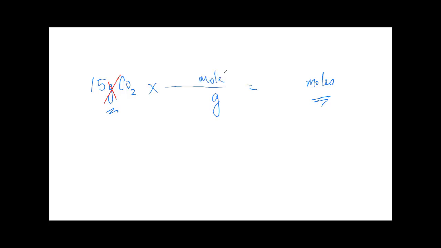All right, that's how you do dimensional analysis. You say, what's going to cancel? What's going to cancel? What's going to cancel?